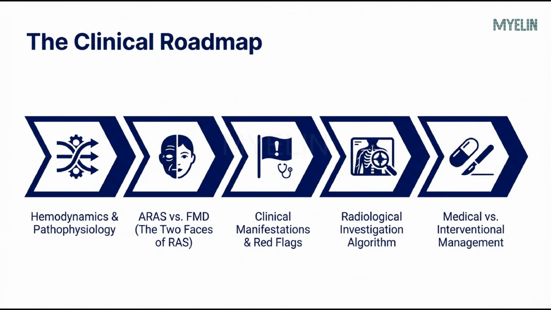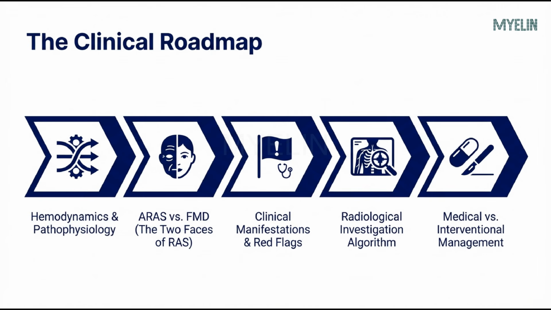Once we establish who gets the disease, we will cover the clinical manifestations and the specific red flags that should make you suspect a secondary cause of hypertension. We will then transition to the radiologic investigation algorithm, moving from non-invasive first-line screens like duplex ultrasonography all the way to the gold standard of intra-arterial angiography.